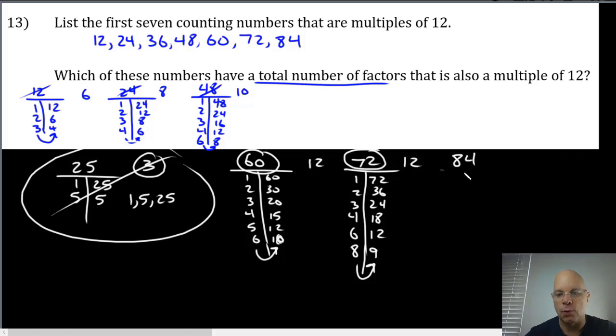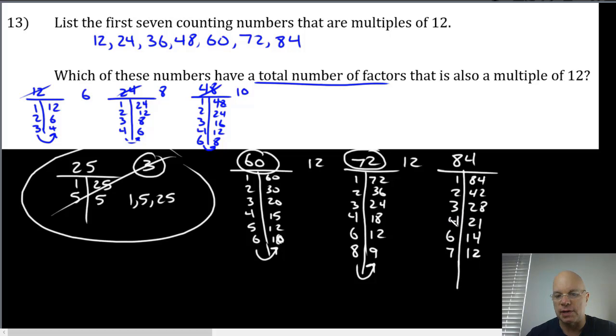And lastly, 84. Let's check 84. It's 1 84. It's 2 42s. It's 3 28s. 60 and 24, yes. It's 4 21s. It's not 5 of anything, but it is 6 14s. It is 7 12s. 12 times 7 is 84, right?